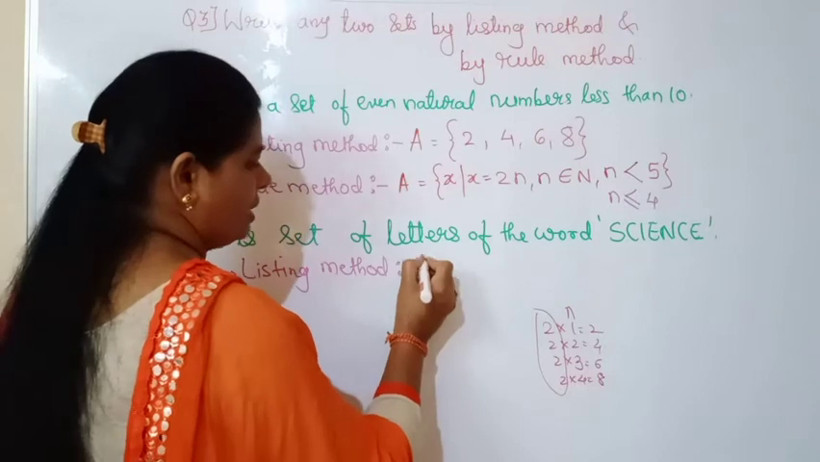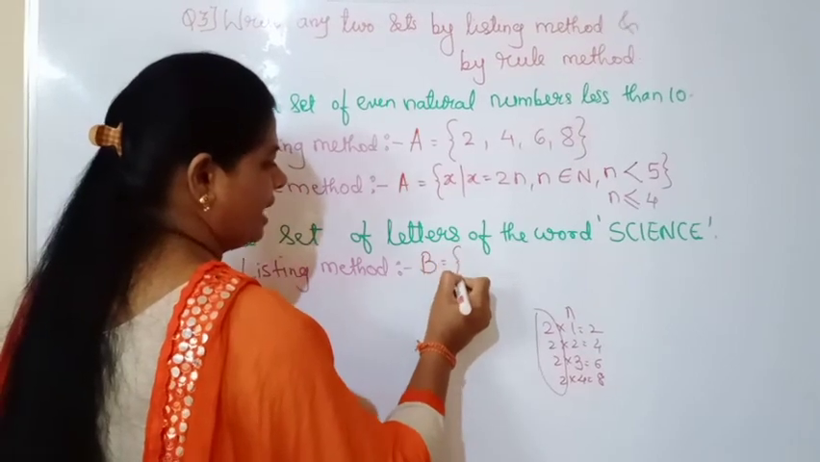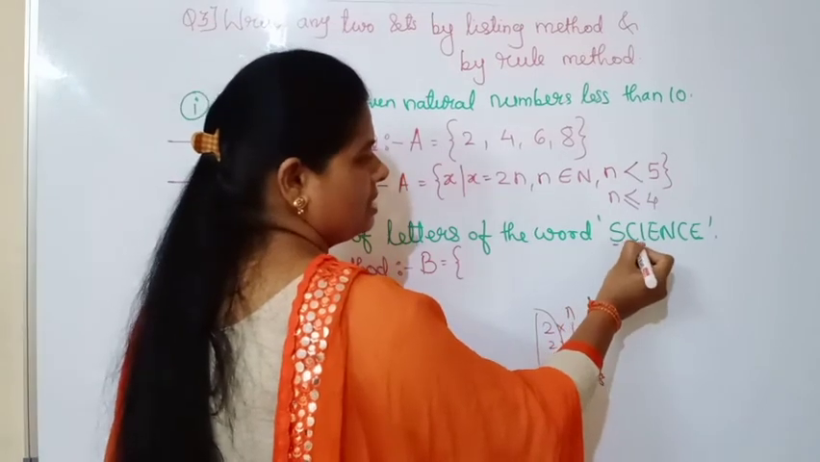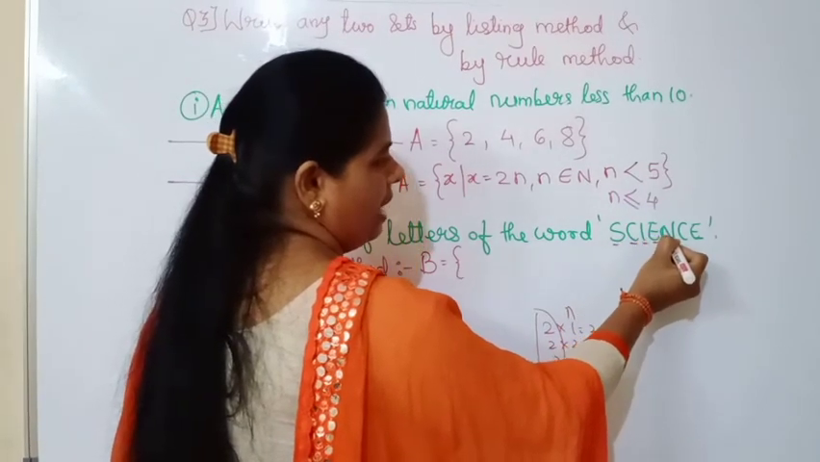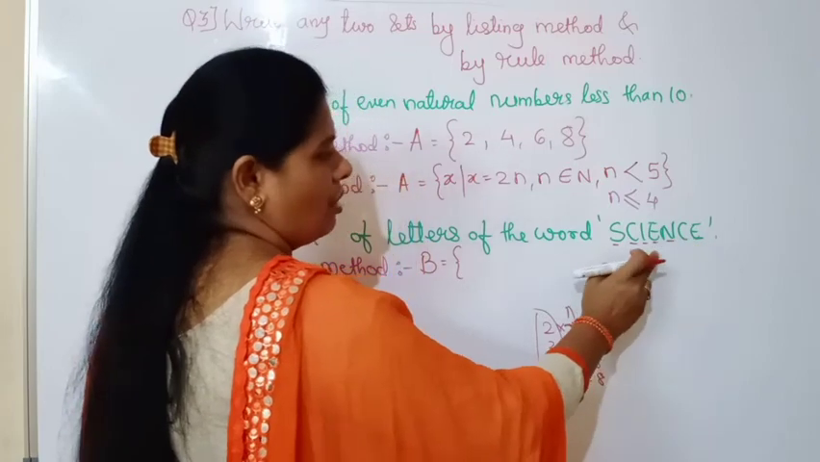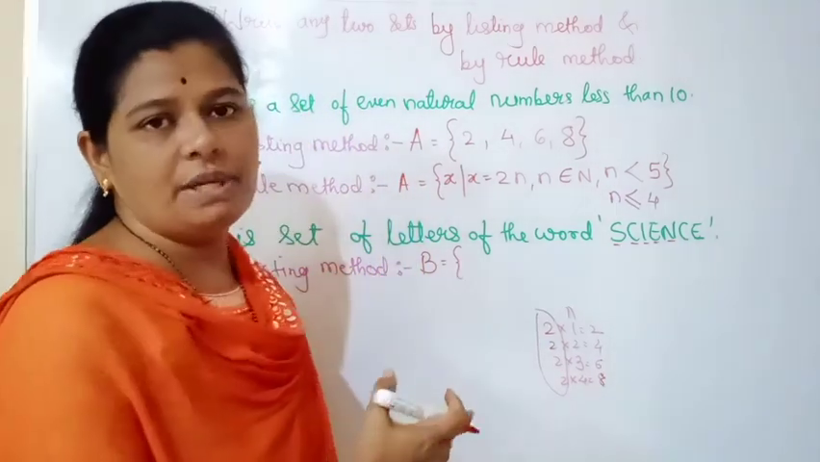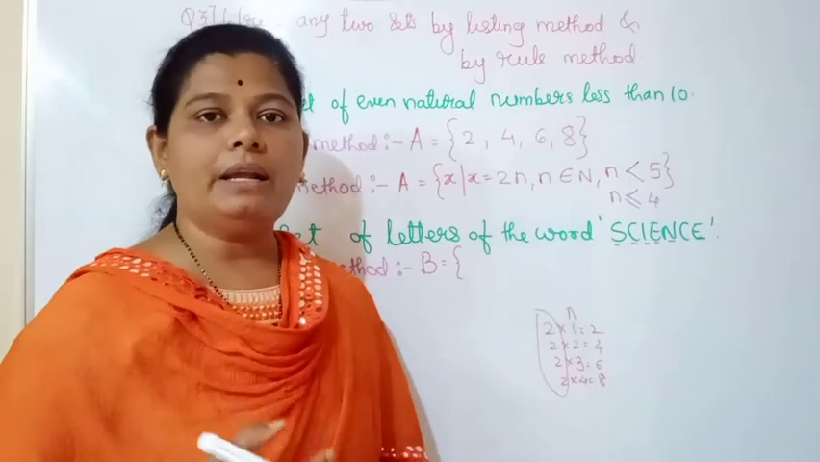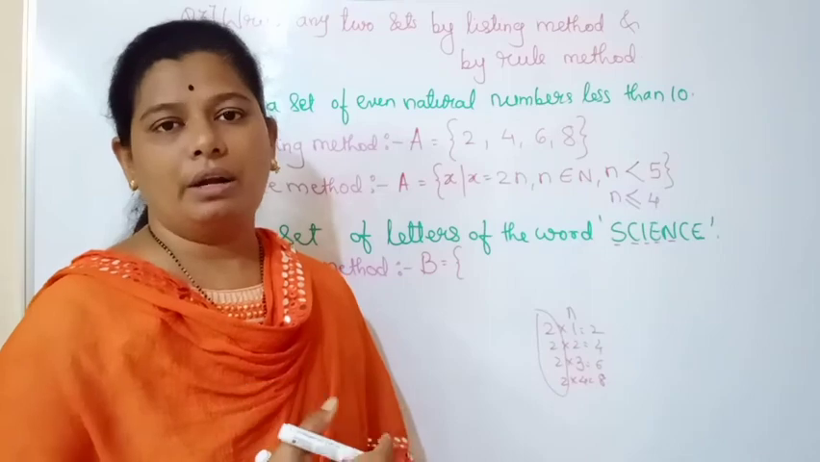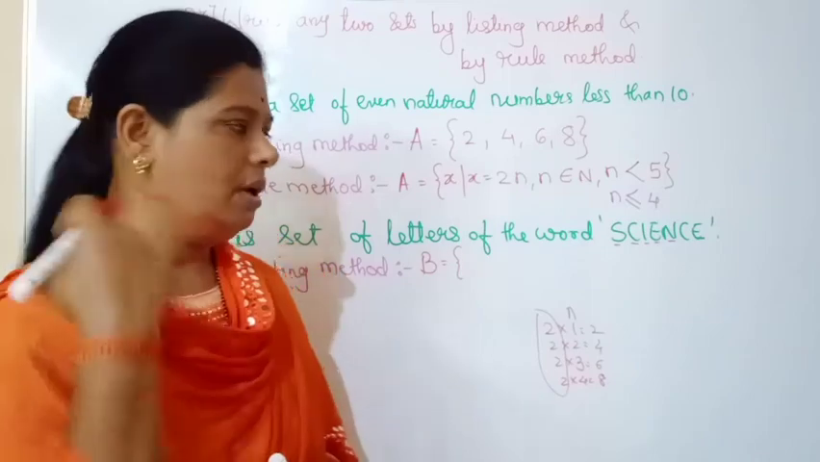What is the name of the set? It is B, after that a curly bracket. Now which alphabets are there? That is S, C, I, E, N. Then again C and E are there. C and E we have already written, they are already present in the beginning. So the second time we don't have to write them. We don't have to repeat the alphabets again and again. Only once we have to write it in the set.